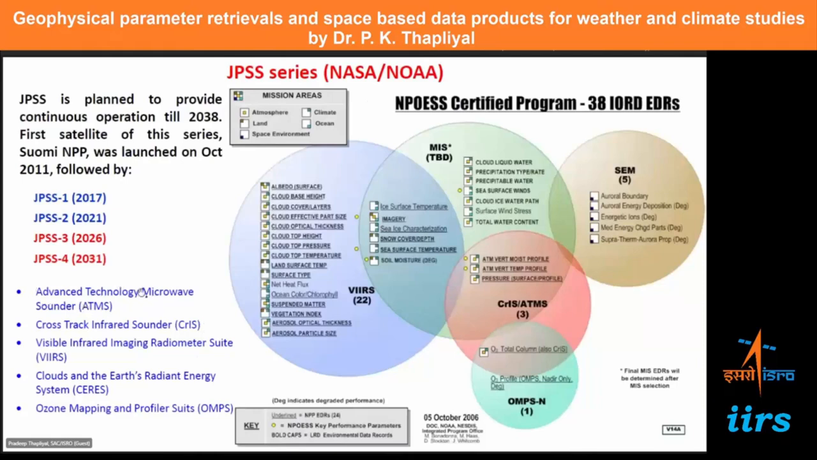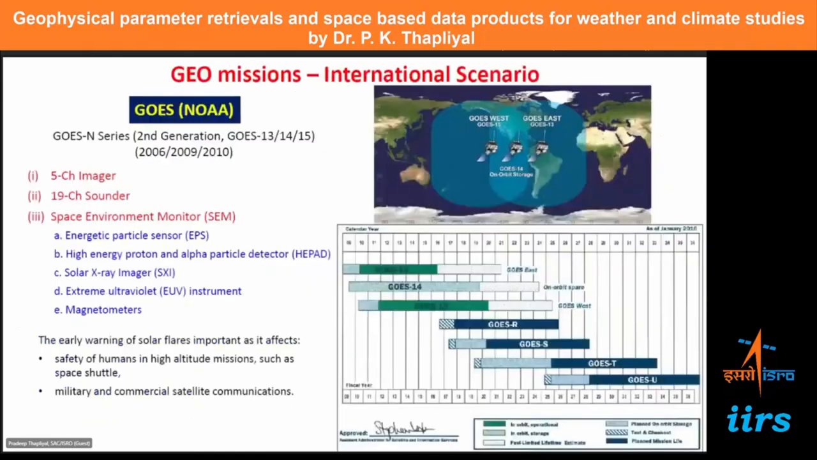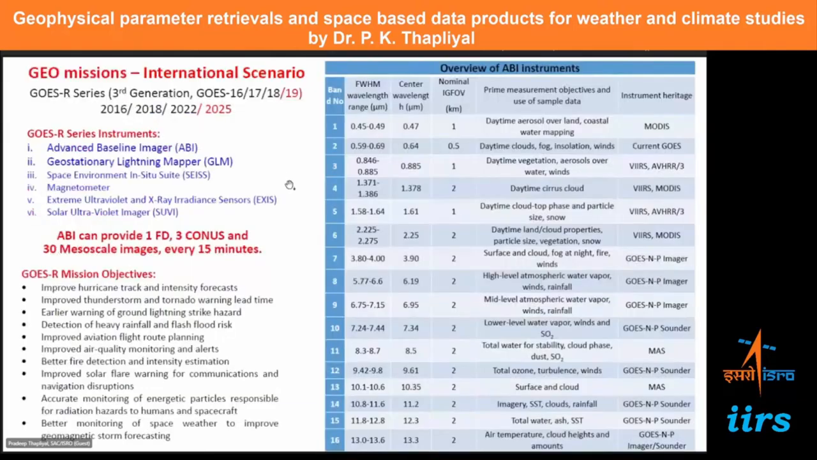This also has a hyperspectral sounder, then microwave imager, microwave sounder. So a variety of instruments are available for parameter retrieval. Then geostationary missions. The GOES satellites you already have. These are the previous generation, I will not go into this one. But the recent generation of geostationary satellites, the GOES-R series of USA, is very important to look into. That started from 2016.